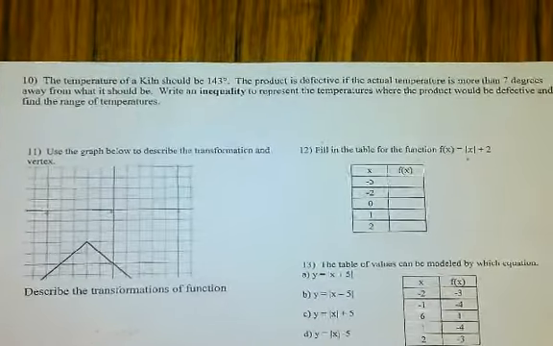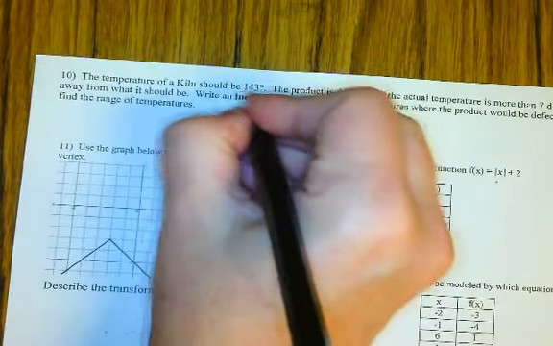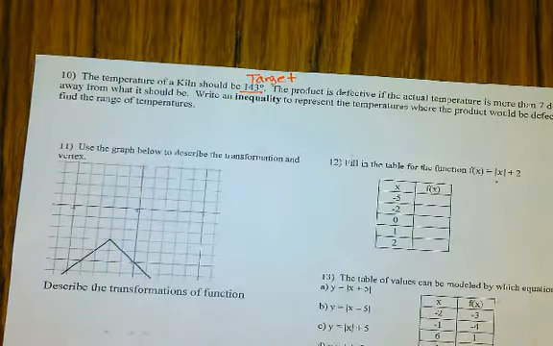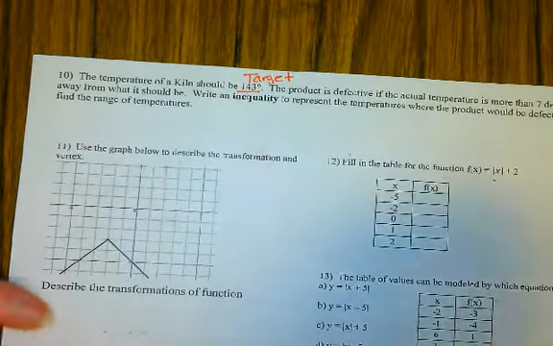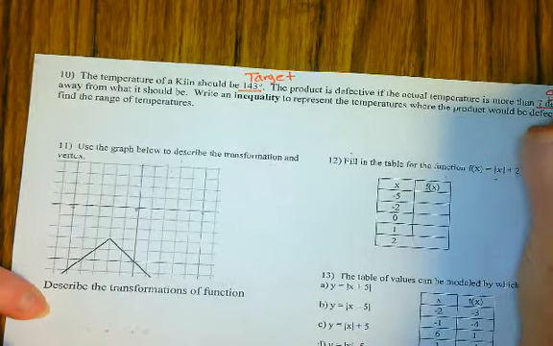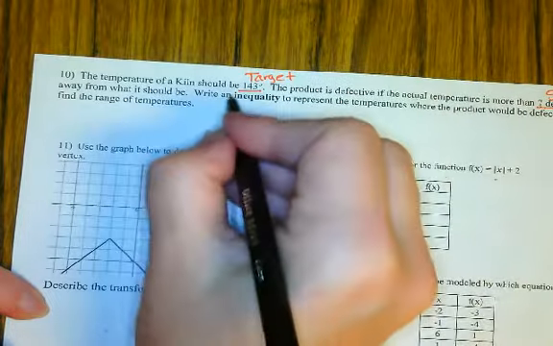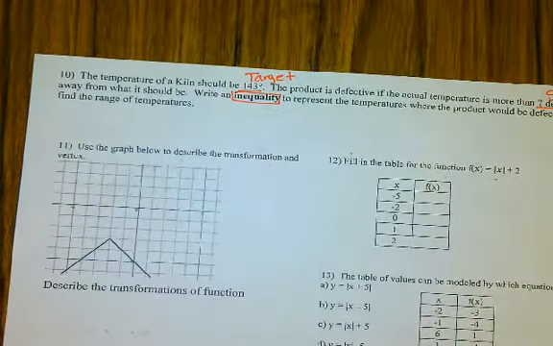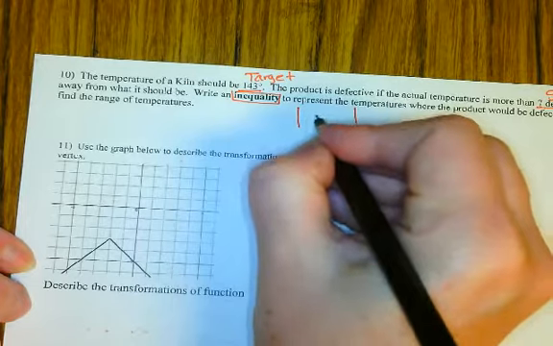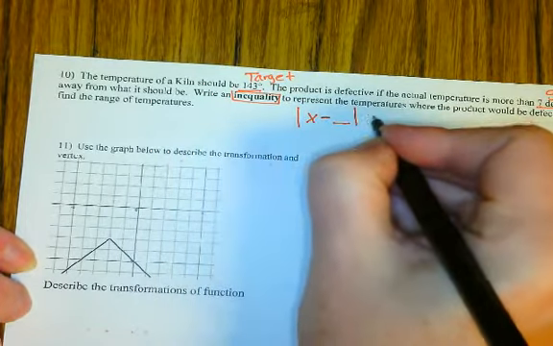it says the temperature of a kiln should be 143 degrees. That's my target. That's your target. The product is defective if the actual temperature is more than 7 degrees away. So that's my give or take. Write an inequality, so this time an inequality, to represent the temperatures where the product would be defective and find the range of temperatures. Okay, so again, just like on the equation, I'm going to have x minus a number.